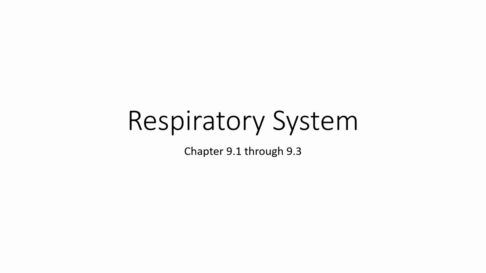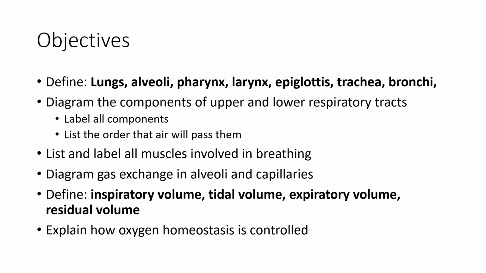This lecture will cover the respiratory system with a focus on anatomy and breathing. Be able to define lungs, alveoli, pharynx, larynx, epiglottis, trachea, and bronchi. Diagram the components of both upper and lower respiratory tracts. Be able to label all components and list the order that air will pass them.